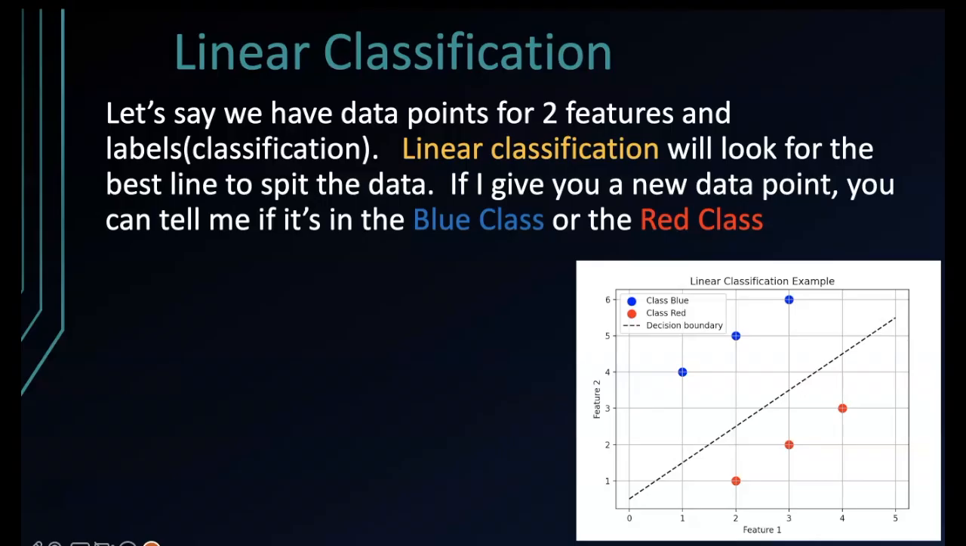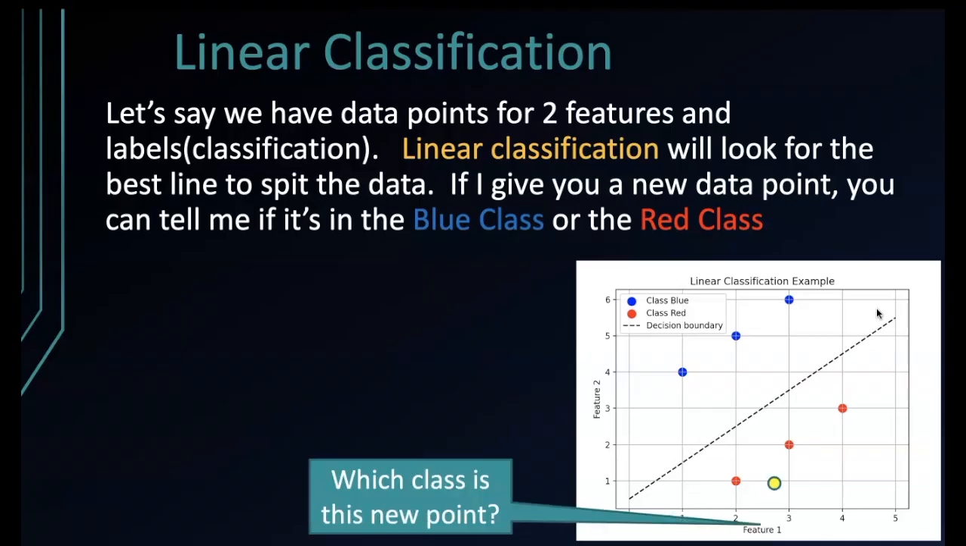If I give you some data about two different features and you can create a graph and you end up having your blue class and your red class, you would be able to draw a decision line that could divide every data point that's in the blue class versus every data point that's in the red class. And linear classification is all about coming up with that best decision boundary. And that works well with this kind of data.